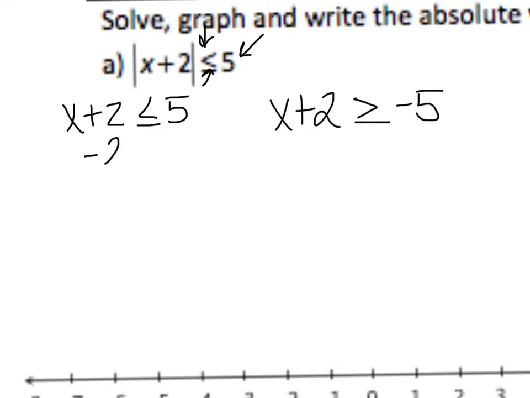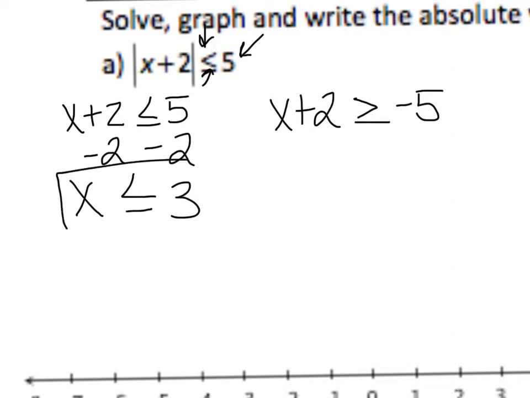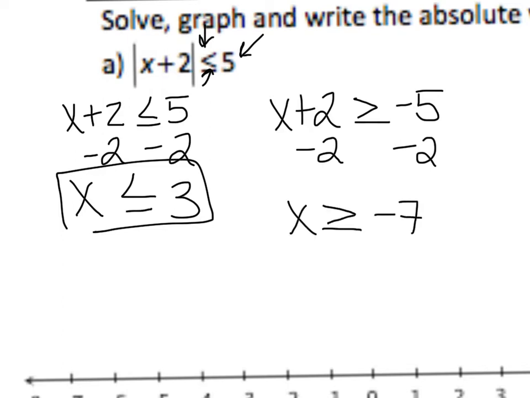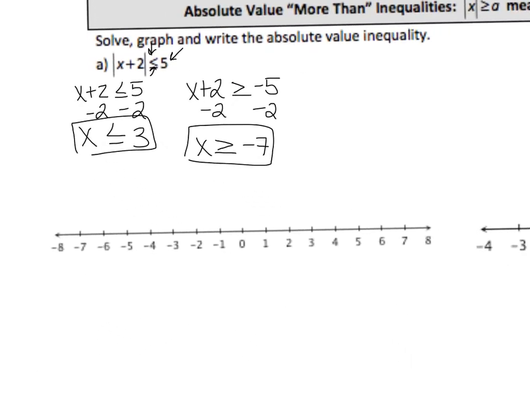I'm going to subtract 2. I'll work on the first one first. So x is less than or equal to 3. And then the second one, if I subtract 2, x is going to be greater than or equal to -7. And now the last part of that is just graphing it. So it'll be two closed circles, one on 3 and one on -7.